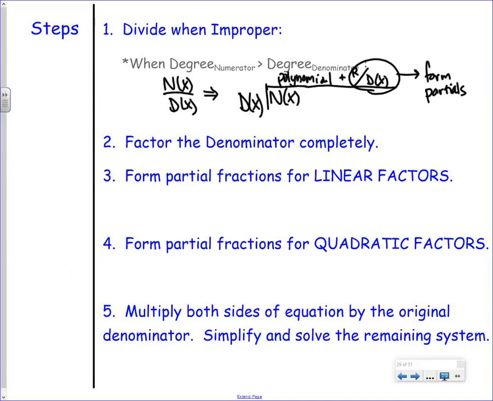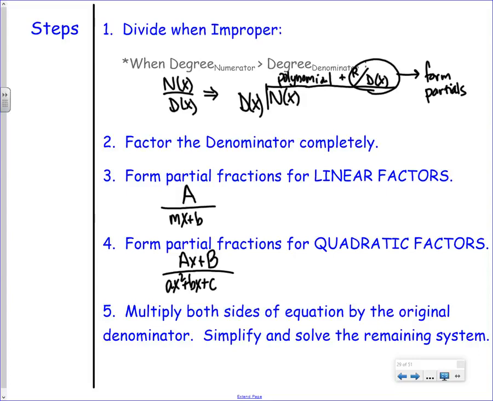So for number 1, if the fraction is improper, after you divide, keep the polynomial, take the remainder, and form partial fractions of the remainder, which is a fraction. Number 2, factor the denominator completely as much as you can. For linear factors, any mx plus b that you might have, just put a constant up top. For quadratic factors, any ax squared plus bx plus c, make sure you put a linear factor up top.